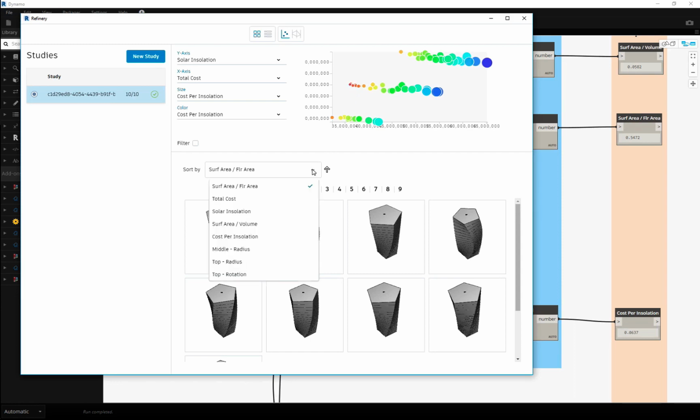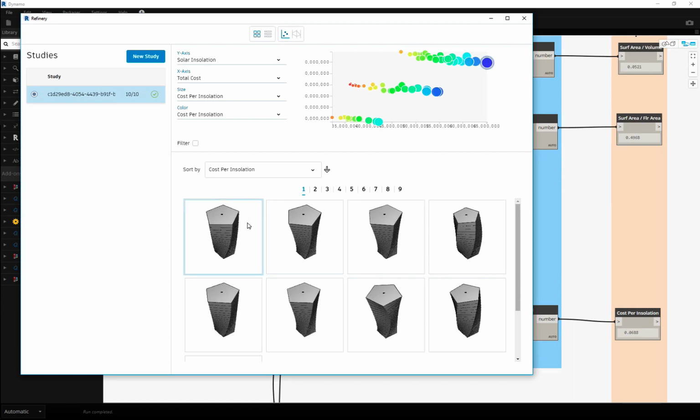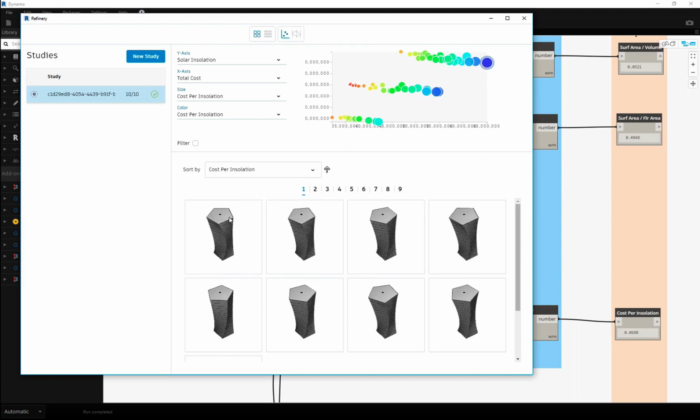If I go to just the cost per insolation and do that in decreasing value, you can see that this point right here is actually the all-time, well, actually I take that back. That's the highest cost per insolation. That's not what we want. That's way over here. Let me flip it over. This is our lowest cost per insolation, right in there.